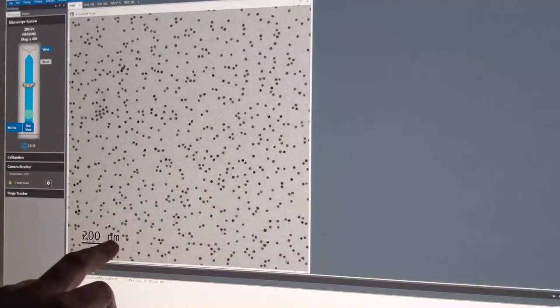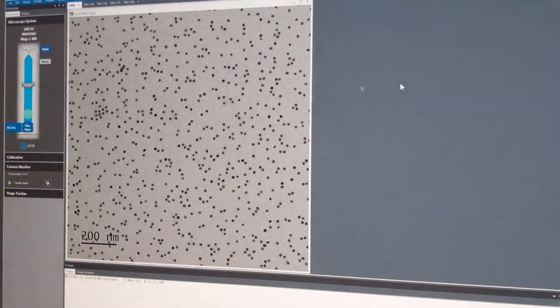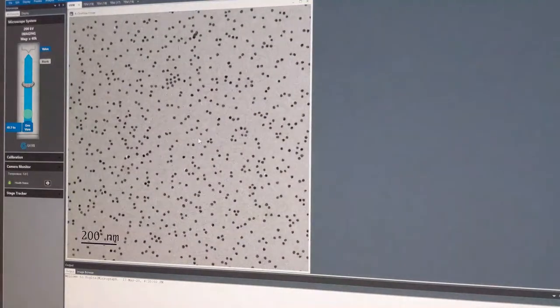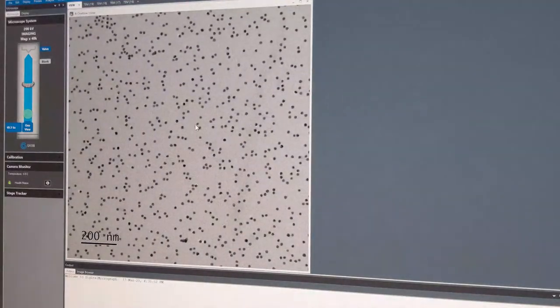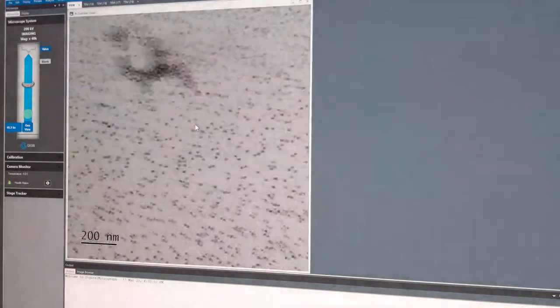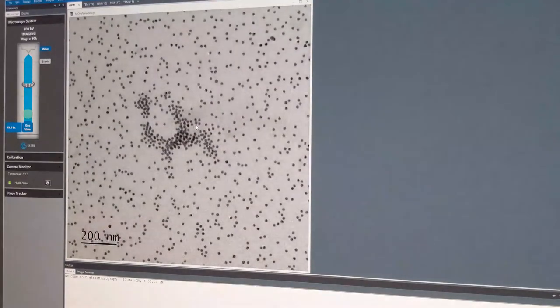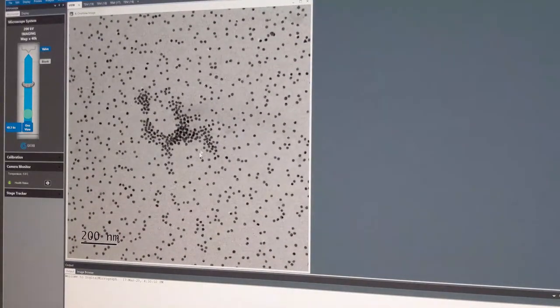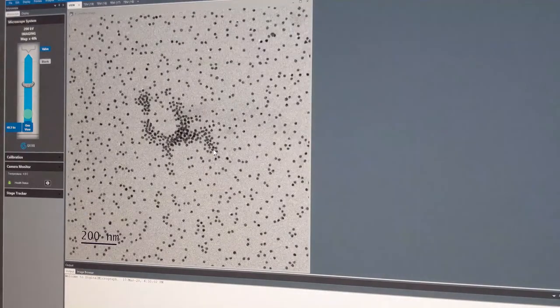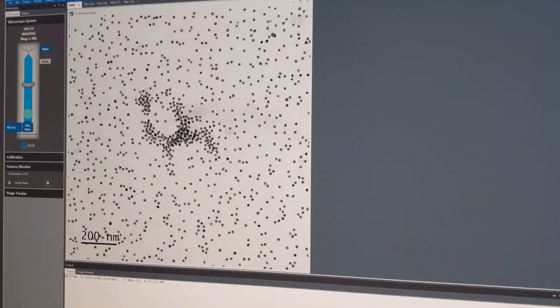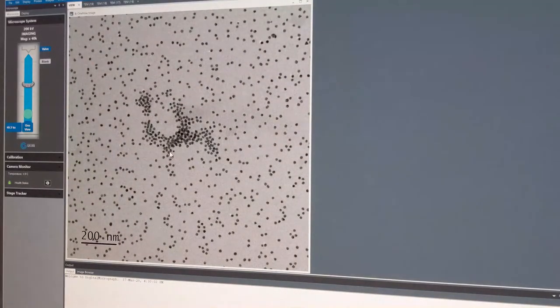If you notice the scale bar, we can measure these particles, and I think roughly they're around 10 nanometers big, and to me they look like they are monodisperse, all having roughly the same size. We can see this region here where the particles are more dense. I'll take an image of that. In this region here, it's not so good for the size determination.